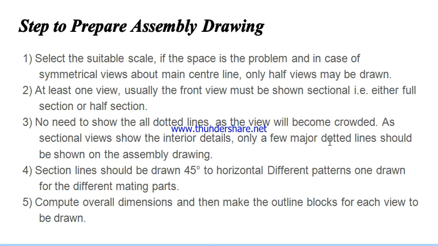Second, at least one view, usually the front view, must be shown sectional, that is either full section or half section. Third, there is no need to show all the dotted lines, as the view will become crowded, since sectional views show the interior details. Only a few major dotted lines should be shown on the assembly drawing. Fourth, section lines should be drawn at 45 degrees to the horizontal, with a different pattern drawn for the different mating parts.